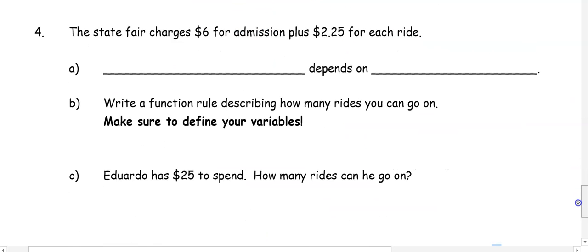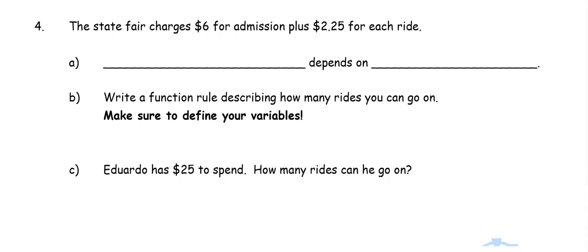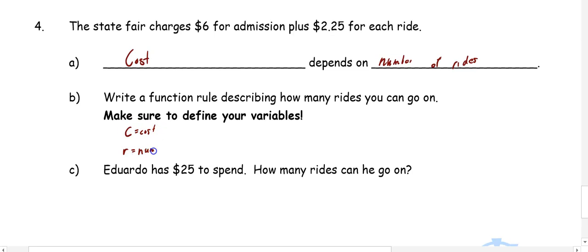Our last problem then, the state fair charges $6 for admission plus $2.25 per ride. So your cost is going to depend on the number of rides. Because you have to pay to get into the state fair, but then how much money you spend depends on how many rides you're going to take. So we would have C for cost and R for the number of rides. So cost is equal to $6 to pay to get in plus 2.25 per ride.